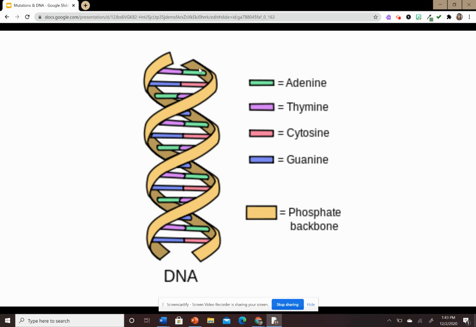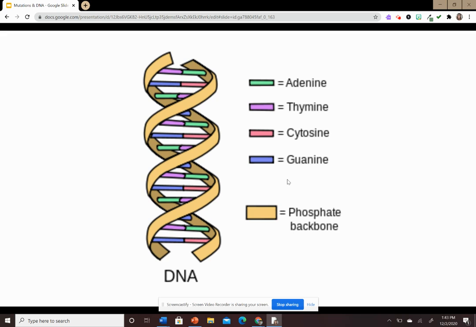And if you're looking closely, you can see that purple always goes with green and blue always goes with pink, right? So what does that mean? What are the bases that pair up together? Well, A, adenine, pairs up with purple, right? Thymine. The pink, right, cytosine, always pairs up with the blue, guanine. And so A always goes with T, C always goes with G.